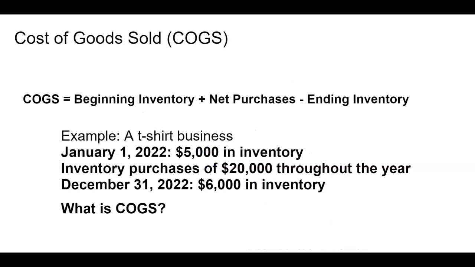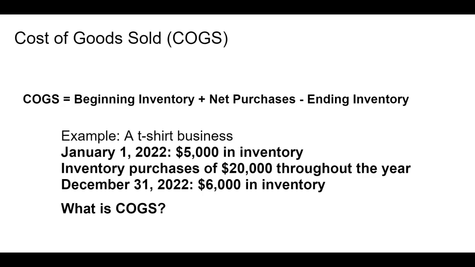Let's talk a little bit more about cost of goods sold. Cost of goods sold is something that a company can figure out after the fact. So they can look at the previous month or the previous year and determine their cost of goods sold using the formula listed here: beginning inventory plus net purchases minus ending inventory.